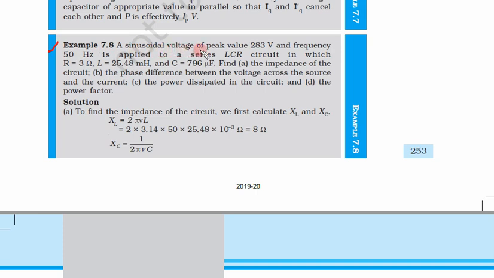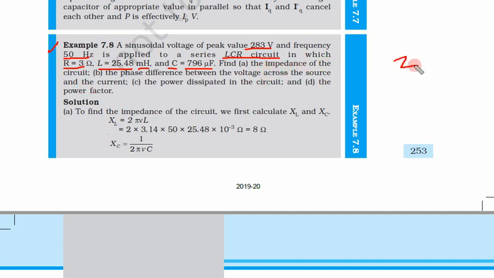A sinusoidal voltage of peak value 283 volt, so this is the maximum value of voltage, and frequency 50 hertz is applied to a series LCR circuit. In this LCR circuit, R is equal to 3 ohm, L is equal to 25.48 millihenry, and the capacitance is 796 microfarad. Now we have to find the impedance of the circuit.